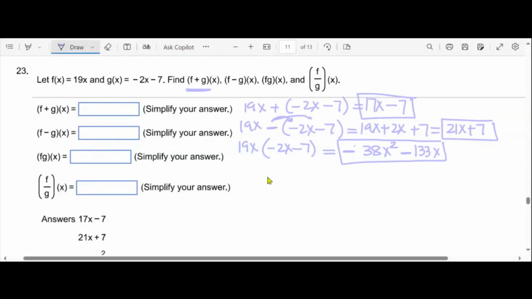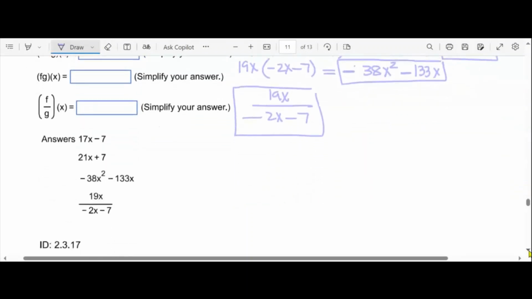Now let's go for division. 19x over negative 2x minus 7. That's the answer. We cannot do anything because we cannot divide this by that, it's still the same, okay? Let's move to the next one.